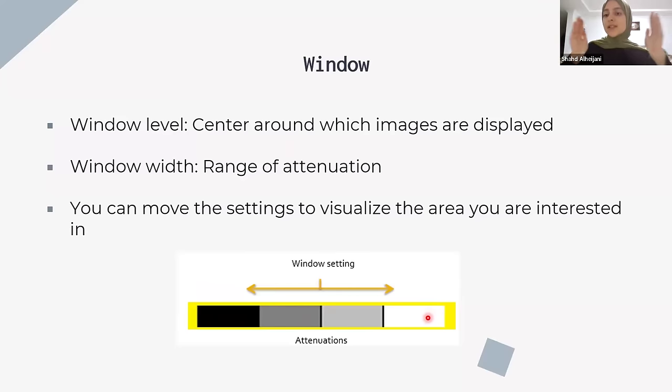But sometimes you need to focus on a specific window. When you focus on a specific window, you will be able to visualize structures at that level of attenuation. So for example, I want to see the lungs. I don't need to see the bones. I don't need to see the soft tissue. I just want to focus on the lungs. I want to see, is there a tumor? Is there something going on? So you focus on the lung window. The lung window will have attenuation around negative 500, which is appropriate for the lung, for the air.